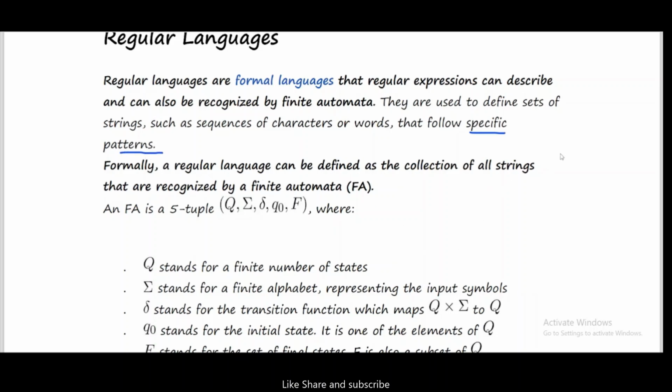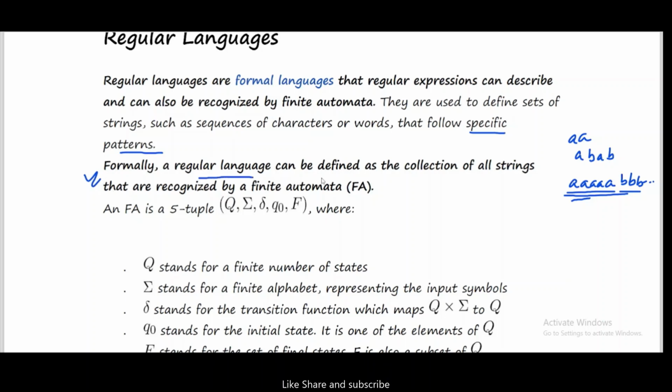We'll see, like suppose A B A B. We have to define what pattern these strings are following. This is defined by the regular expressions. So see the formal definition of this regular language.